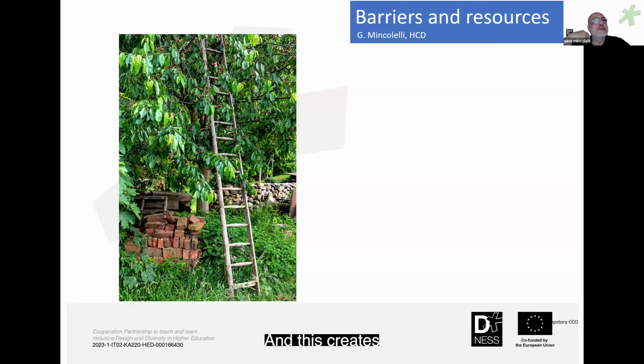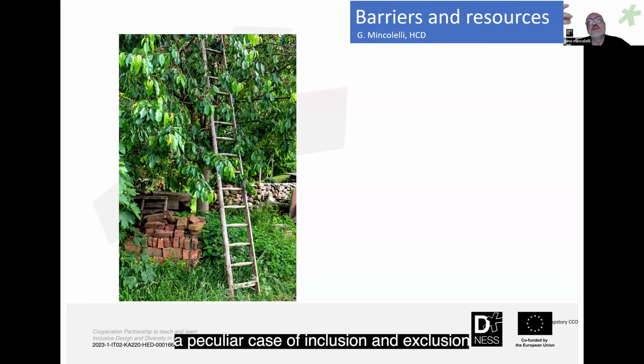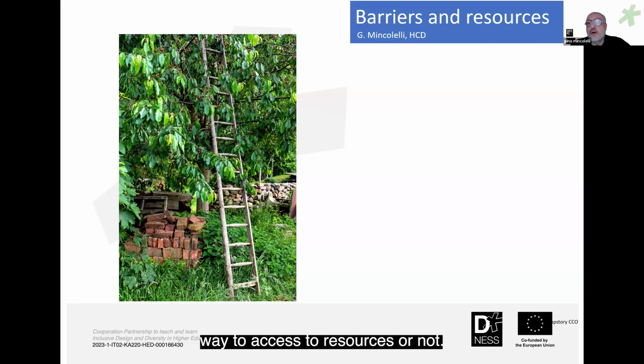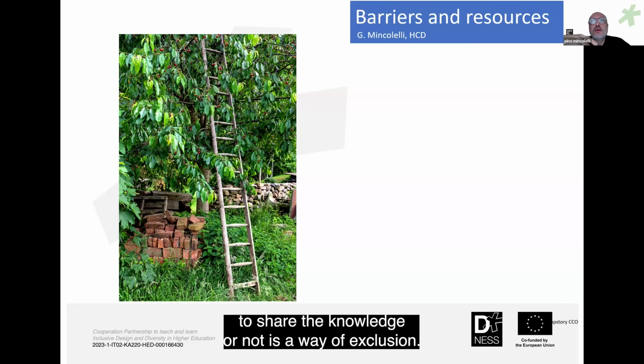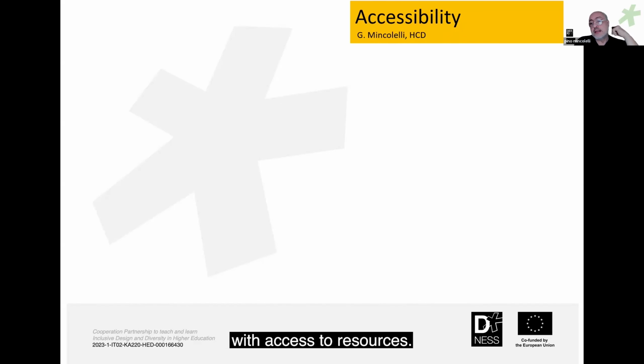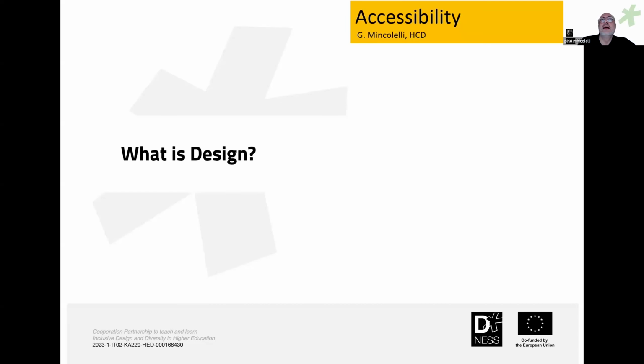And this creates a peculiar case of inclusion and exclusion about teaching other people, making a common shared knowledge about our way to access resources or not. And deciding to share the knowledge or not is a way of exclusion. So let's talk about accessibility. Now, we access resources, okay, so it's clear.